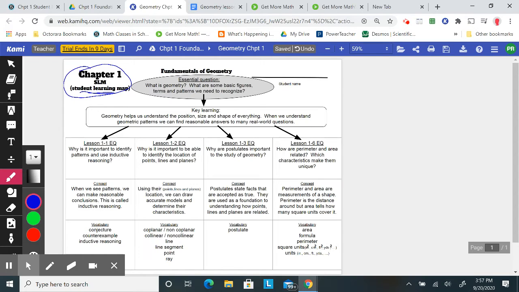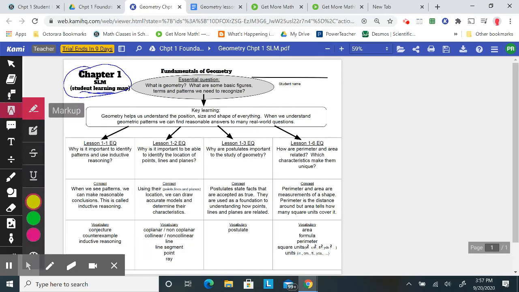And this was designed for when we're in the classroom. But there might be some things mentioned on this student learning map that we might not do if we're virtual and we're not all back in school. So keep that in mind.